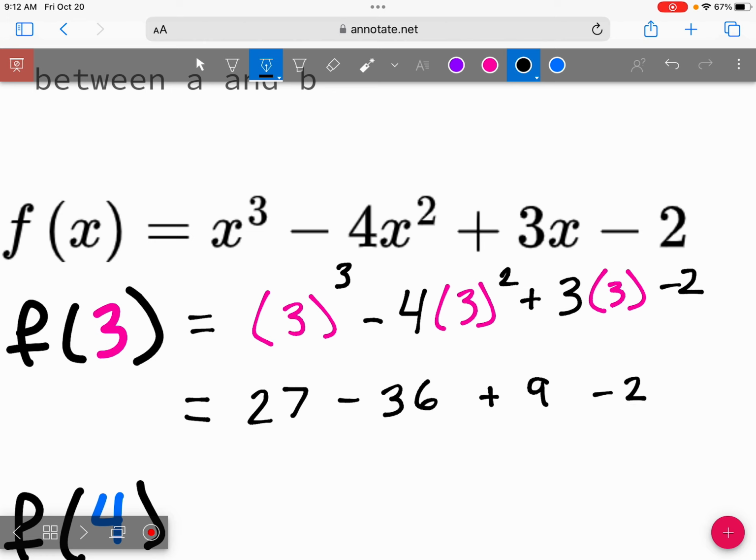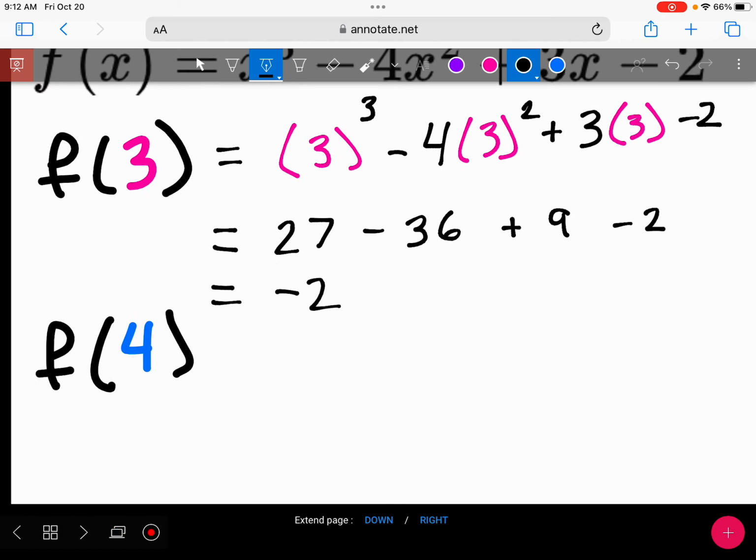I agree with you. So finish simplifying it. F of 3 is what? It is -2. We're going to do the same thing for f of 4. Same vibe, different flavor.